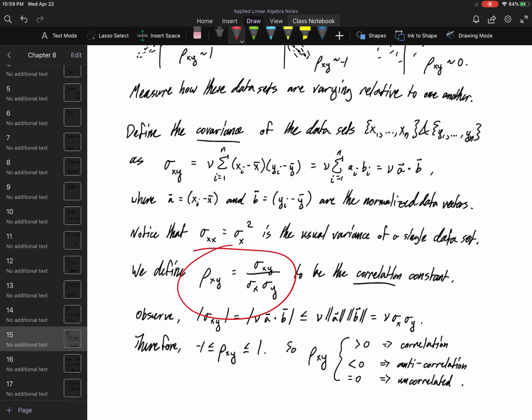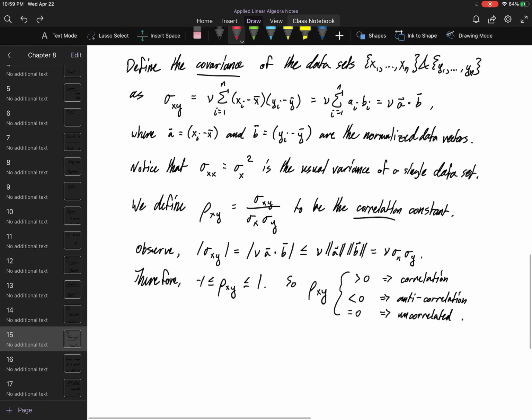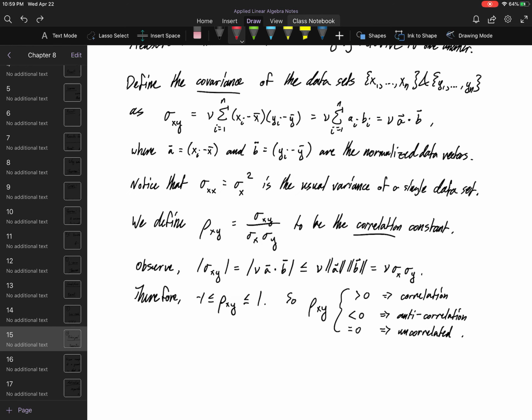Now, what we're saying is that if rho sub xy is a positive number, then the data is positively correlated. If rho sub xy is a negative number, then these 2 data sets are going to be anti-correlated. They vary in opposite directions. And the closer we are to 0 just means the less correlated the data is, and there's not a whole lot of statistical evidence to show that the data are correlated with one another.